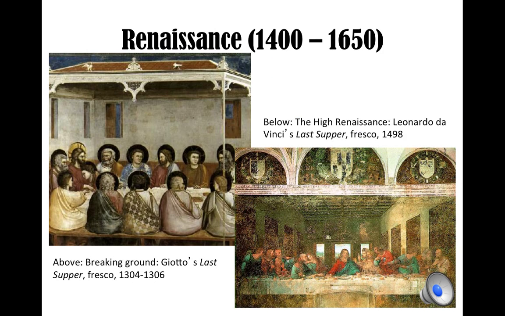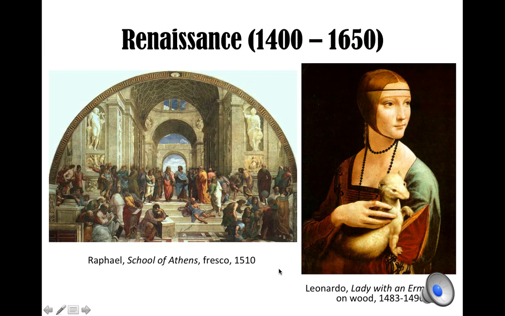In the Renaissance, we see here in Da Vinci's Last Supper and Giotto's Last Supper fresco, more perspective. And in Leonardo da Vinci, of course, we see the biblical story with a little bit more emotion. In Raphael's School of Athens, you see very famous historical figures, including Socrates right here in the middle. Then Leonardo again, Lady with the Ermine on wood. You know, they're not just religious characters anymore that are being painted.